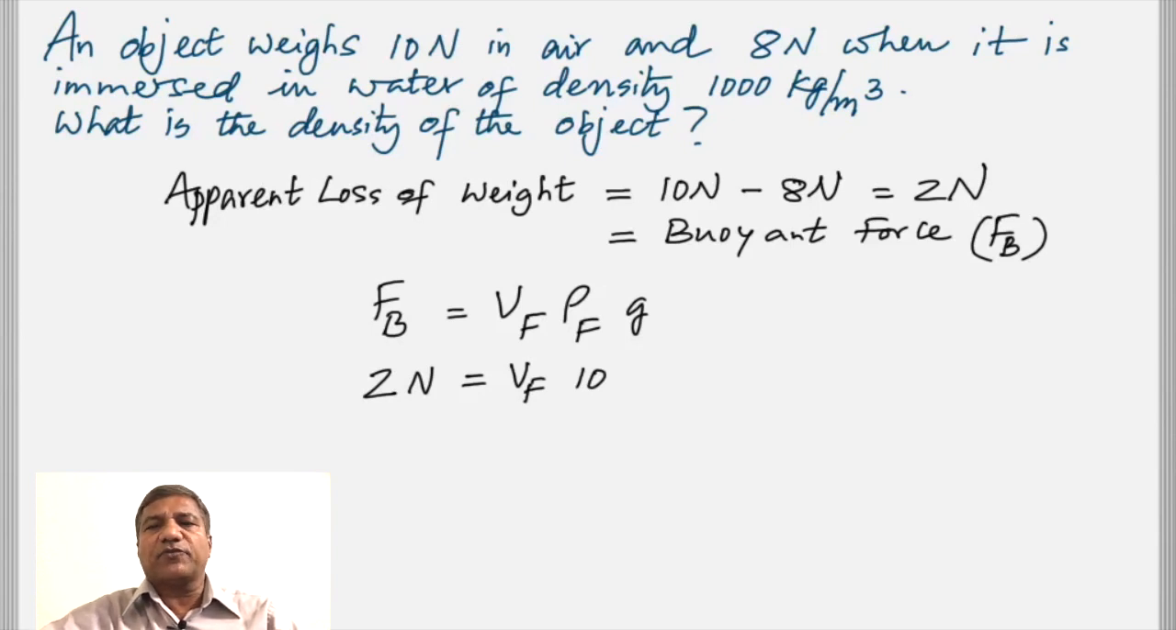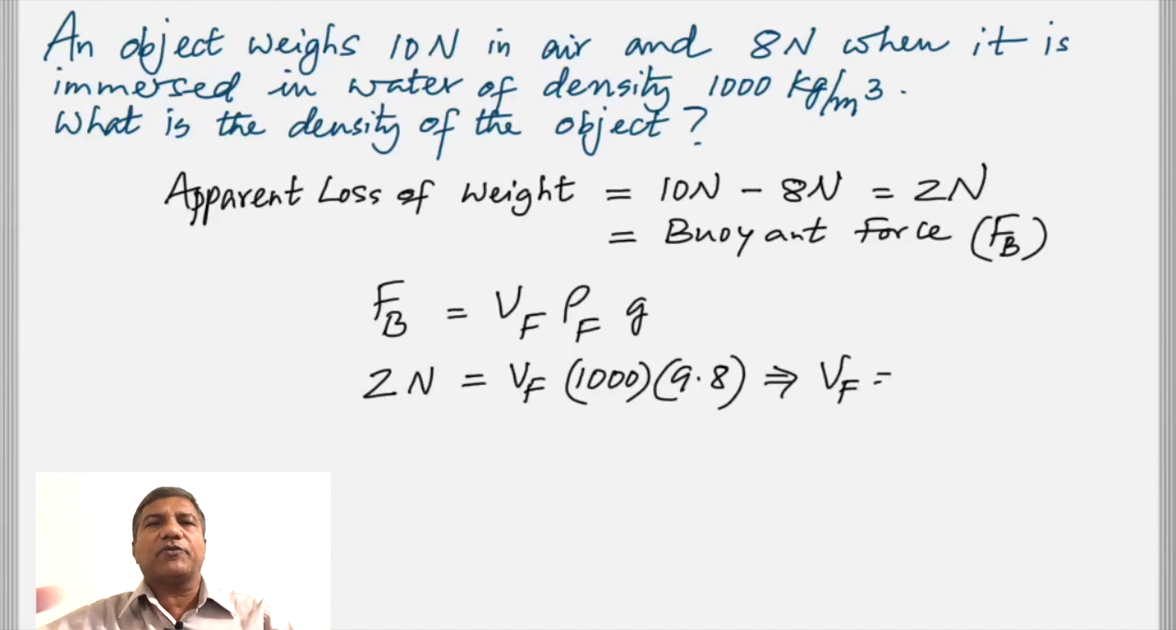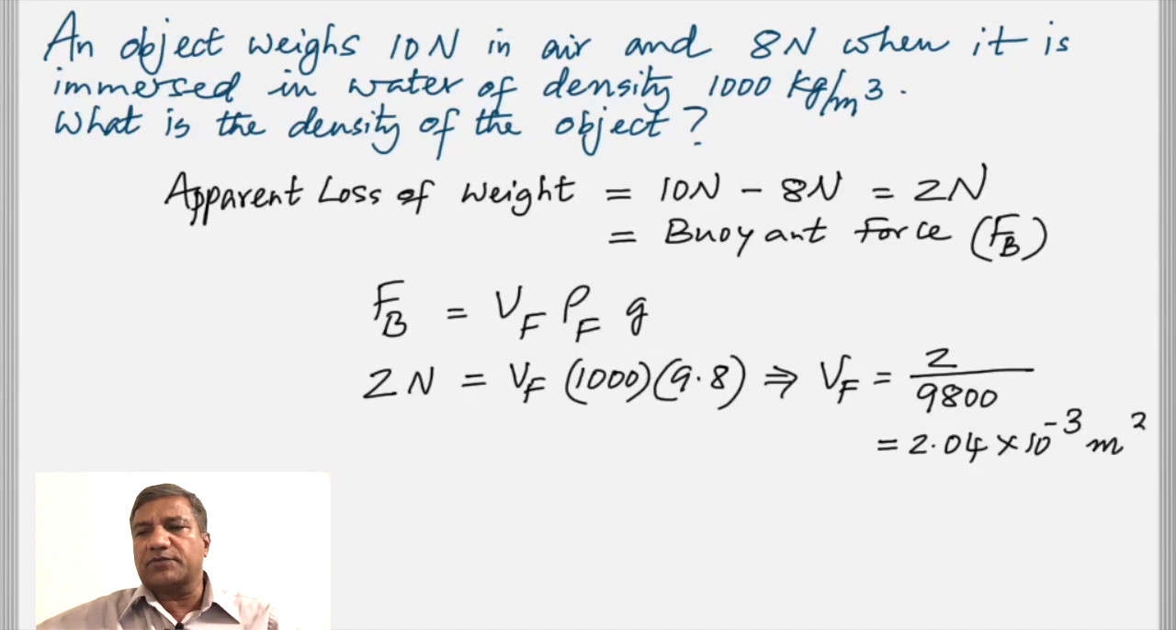So we know that buoyant force is 2 newtons, and we do not know the volume of the fluid displaced. Incidentally, this volume would be exactly the same as the volume of the solid. Right? So the volume of the solid would be the same as the volume of fluid displaced. And the density of water is given as 1000, g is 9.8. When we do that, we will be able to calculate the volume of the fluid as 2.04 times 10 to the negative 3 meter cube. But that again is the volume of the solid.